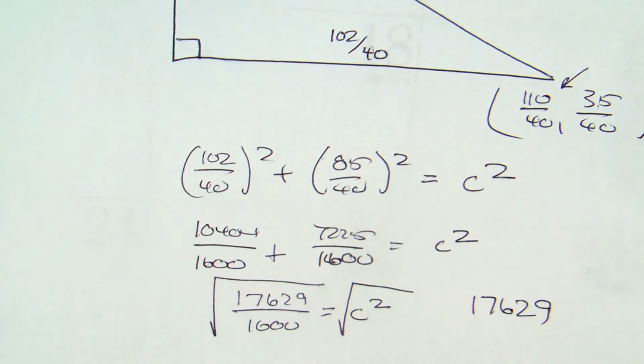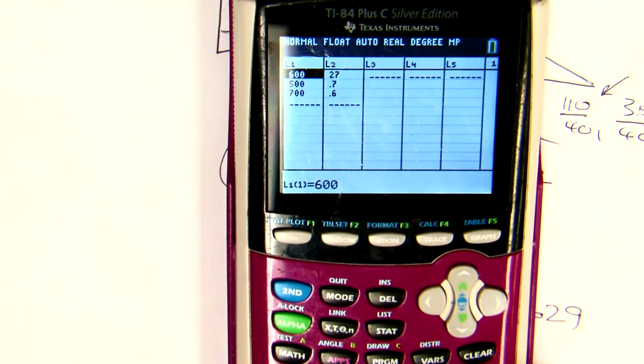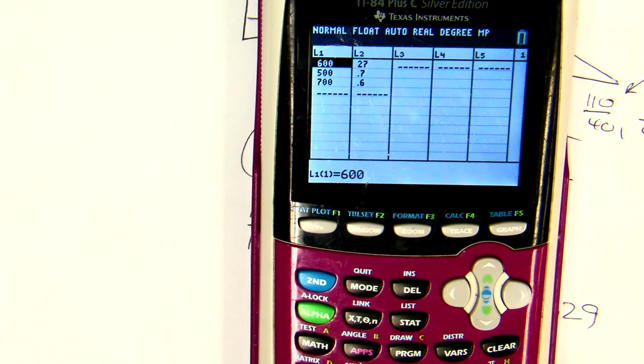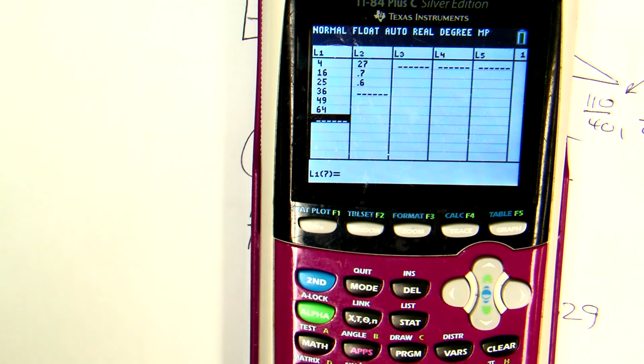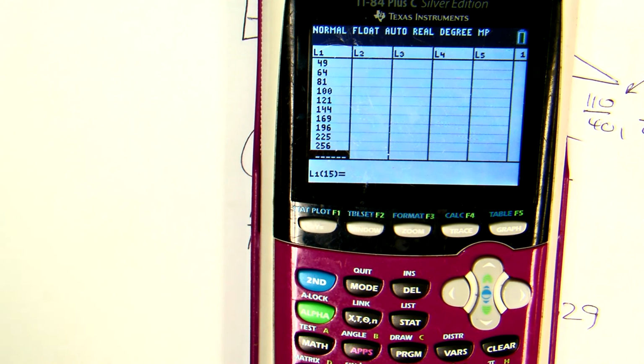I go to my calculator, stat, edit. Alright, in L1. I'm putting in 4, 16, 25, 36, 49, 64, 81, 100, 121, 144, 169, 196, 225, 256, 289, 324, 361, 400.